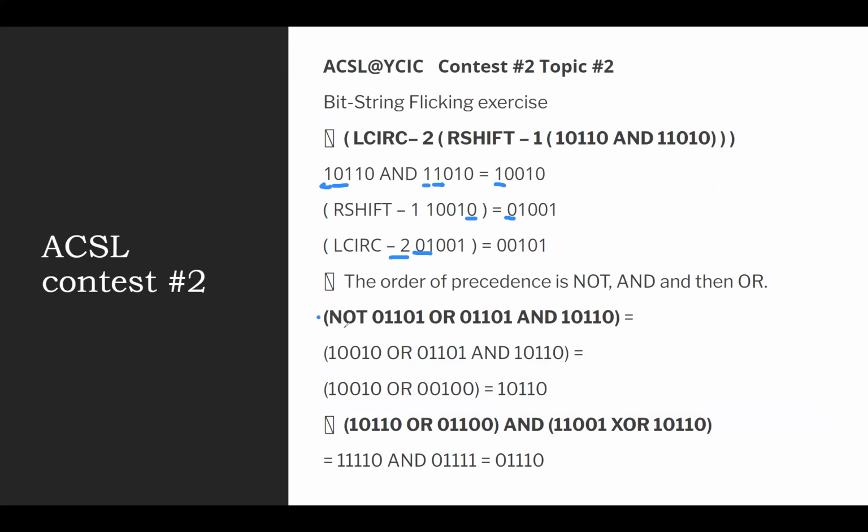So not 0, 1, 1, 0, 1. Remember, not is just changing all the zeros to ones and all the ones to 0. Since this is a 0, we change it to 1. This is a 1, we change it to 0. This is a 1, we change it to 0. This one's a 0, so we change it to 1. And this one's a 1, so we change it to 0. So that's what we have after performing the not operation.